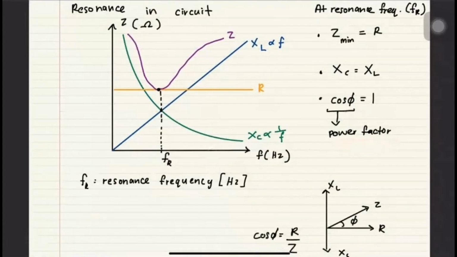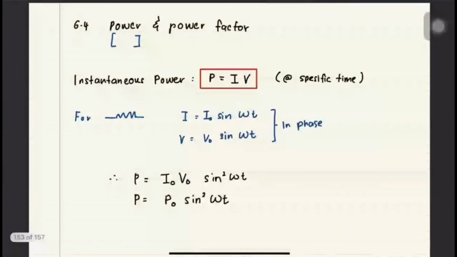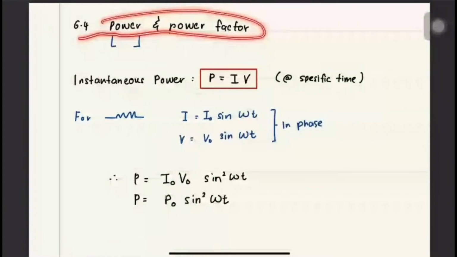But remember, at resonant frequency, there are 3 main important things. Number 1, Z min is equal to R, XC is equal to XL, and then cos phi is equal to 1. Okay, moving on to the next one, we want to discuss power and power factor. This is the last subtopic, 6.4.